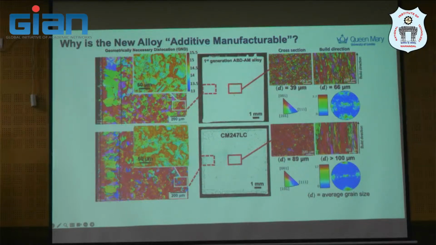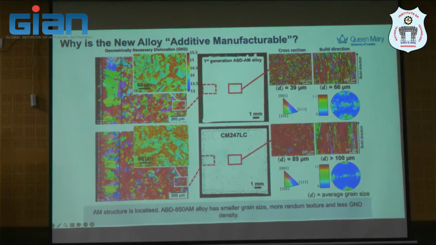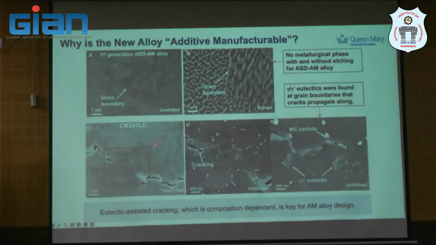I don't need to repeat what I said yesterday. You will see there's no crack, and then we try to understand why. Again, the structure is localized. That's what we want to say. Grain size in the new alloy is smaller, with random texture, which is better than columnar grains, which are not preferred. And there is less geometrically necessary dislocation density in the material. These actually contribute to eutectic cracking. That's why I was asking you about carbide cracking.